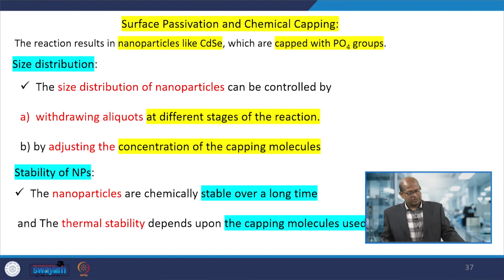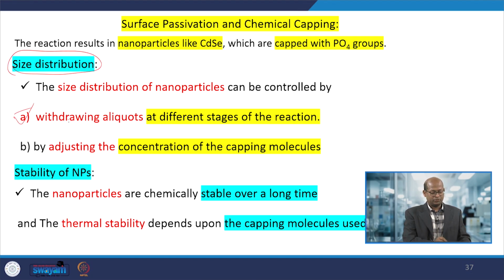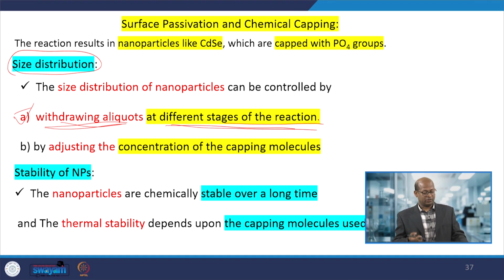Then the size distribution of the nanoparticles can be controlled in many ways, by withdrawing aliquots. In any solvent where we are preparing the nanoparticles, once they form, we can take out that solution or aliquot. So at different stages of the reaction we can take out that solution. In that way we control the size of the nanoparticles, or by adjusting the concentration of the capping molecules.